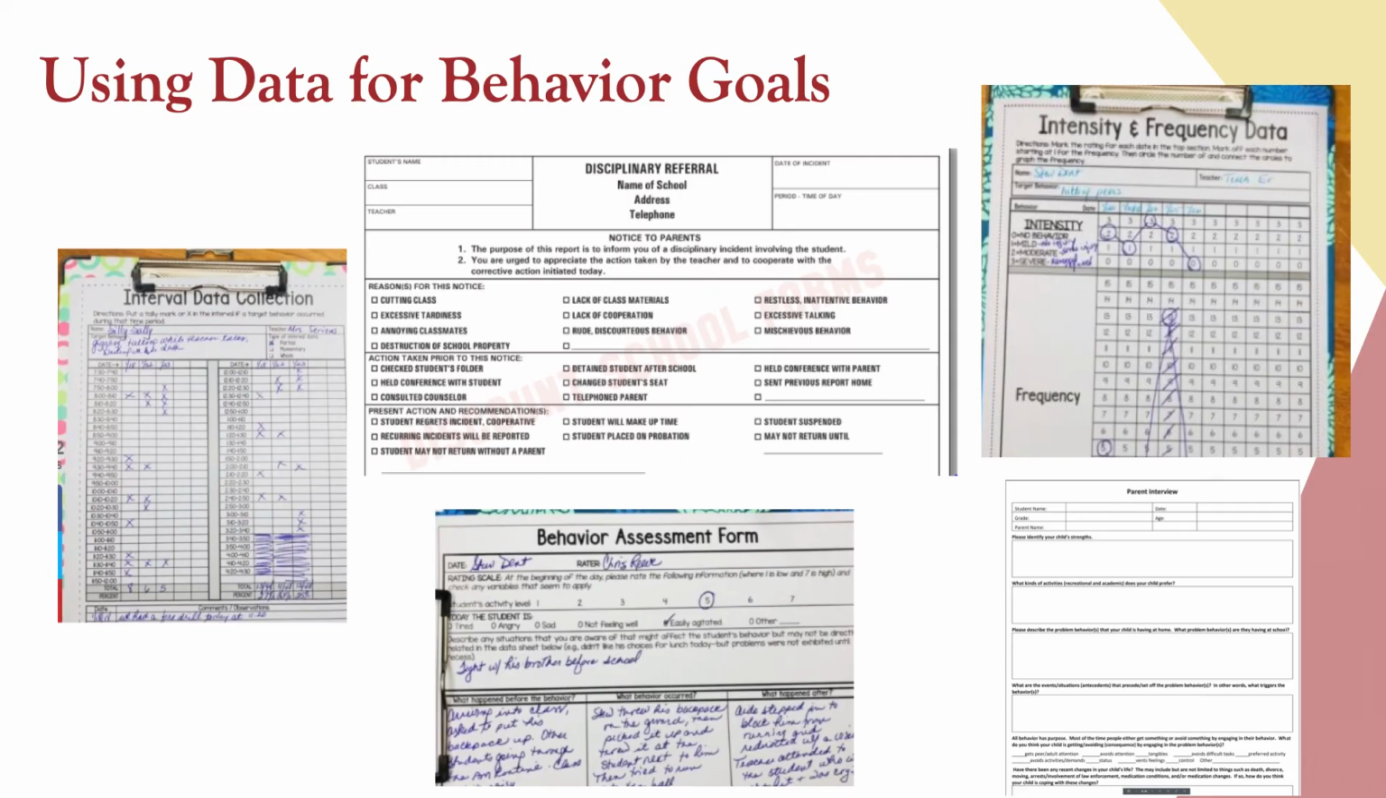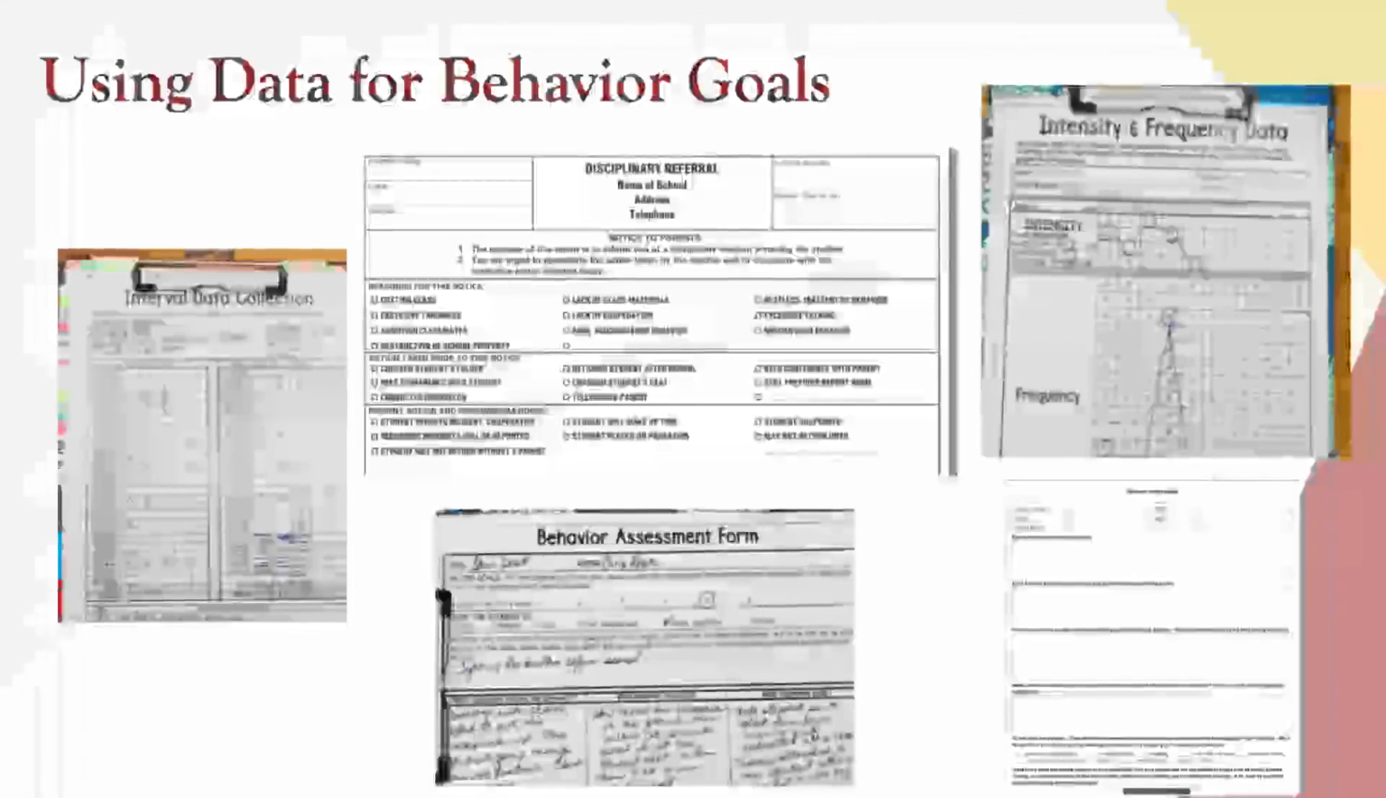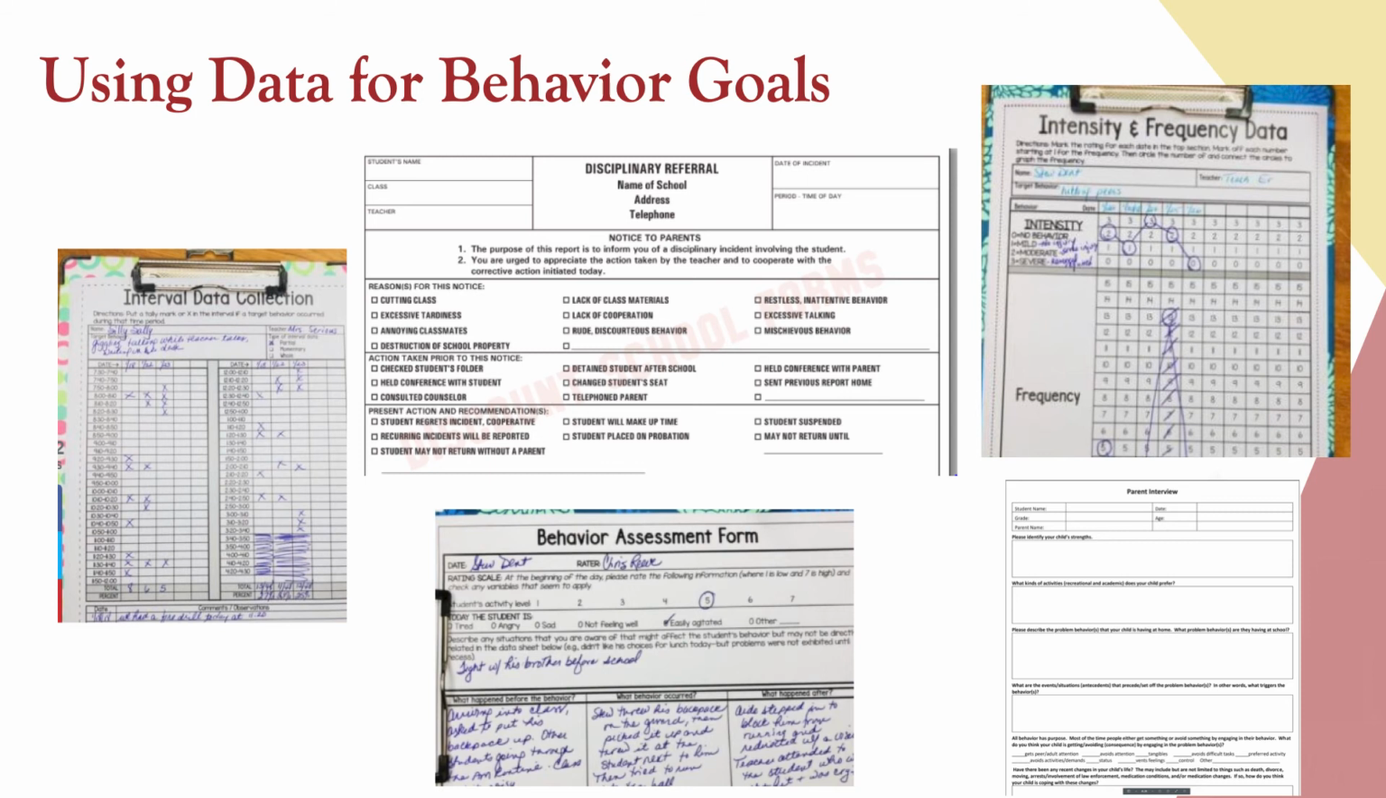Now we're going to talk about data triangulation for IEP development. Let's take a closer look at how to use behavior data in your IEPs. As with academic data, you will need to include multiple data sources to fully define the behavior and write goals that will lead to positive student outcomes. This slide demonstrates an example of some different types of data sources that you can pull from.